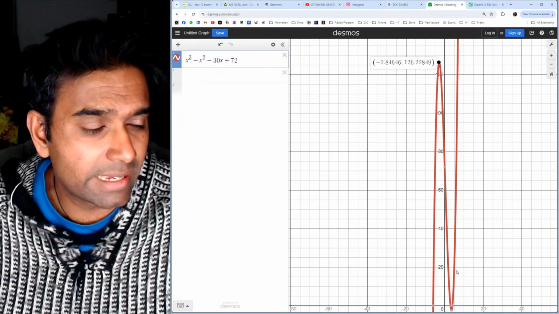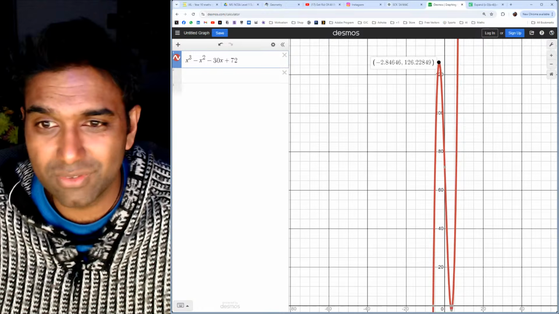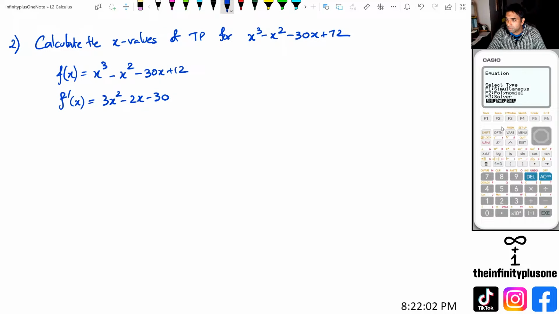See that? It's still negative 2.85 and 3.51. The y values will change, but the x values will still stay the same. So don't stress too much about it. So we're going to go into polynomial here. Degree unknown is 2, and then we've got 3, negative 2, and negative 30. And when we do this, we're going to get our two values. So we're going to get x is equal to 3.513 and negative 2.846. So that pretty much is all you need to do for achieved.